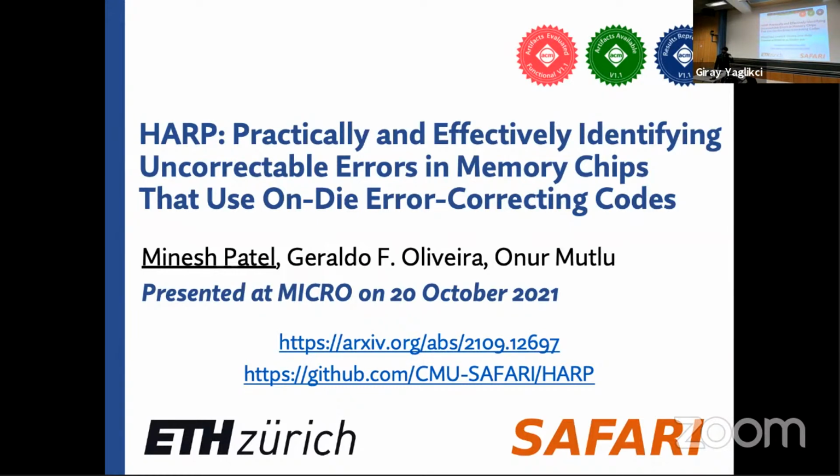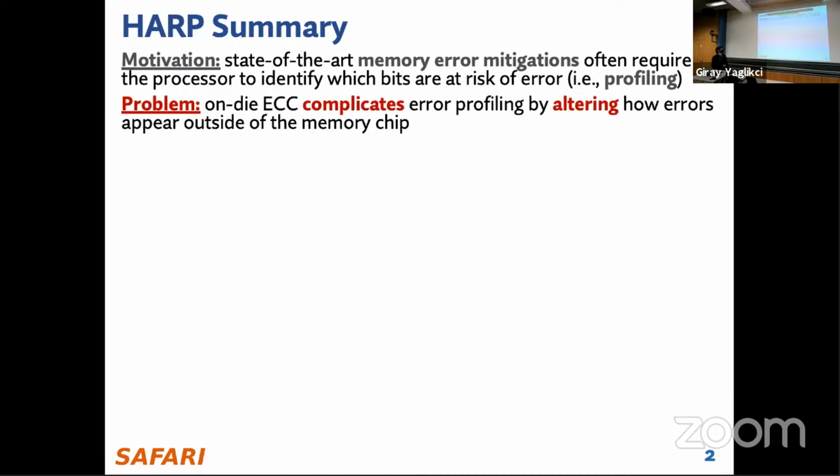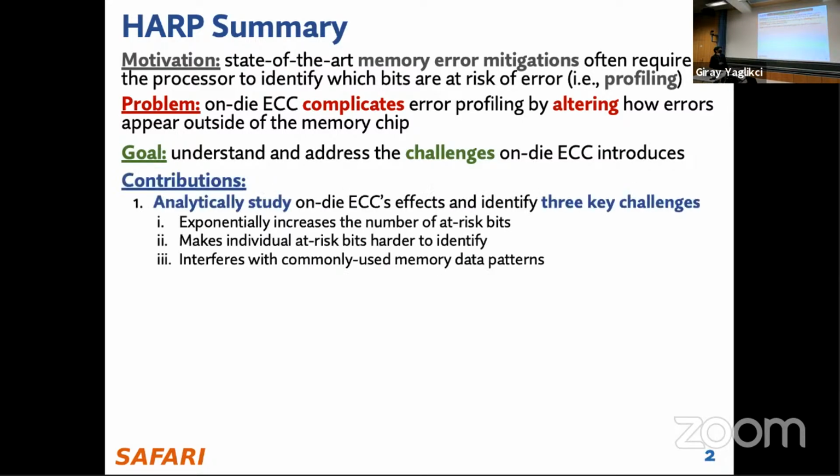All right, thanks, Onur. Yeah, so I think Onur gave a pretty good introduction, so I'll jump right in. So the motivation of this work starts with state-of-the-art memory error mitigation mechanisms typically require the processor, or in particular the memory controller, to identify which bits are at risk of error, and we refer to that process as error profiling. And so the problem that we tackle in this work is that on-die ECC complicates the process of error profiling by changing how errors appear to the memory controller. And so the goal in this work is to understand and address the challenges that on-die ECC introduces for the profiling process. And so to achieve this, we have two main contributions.